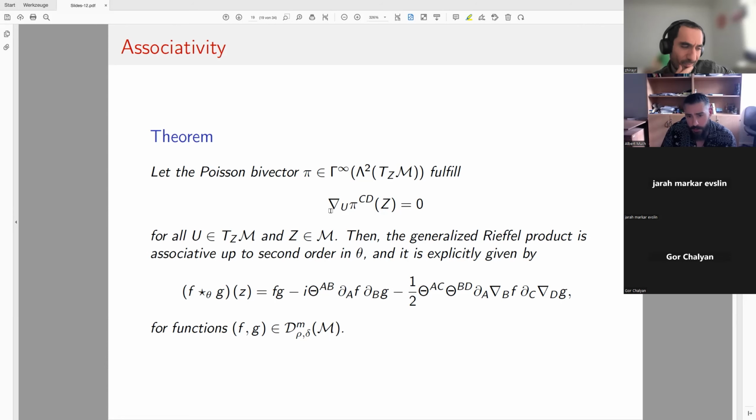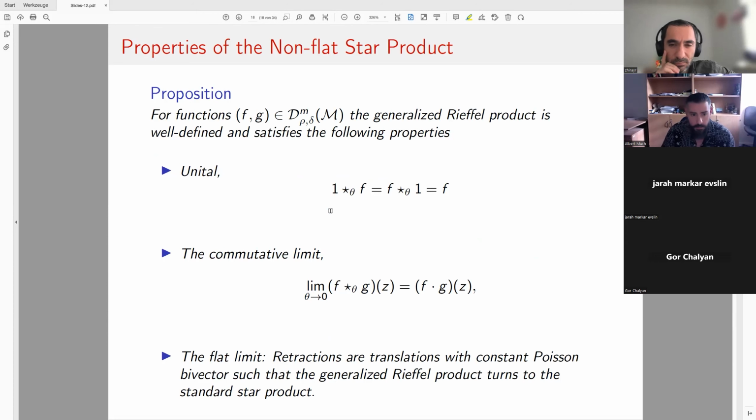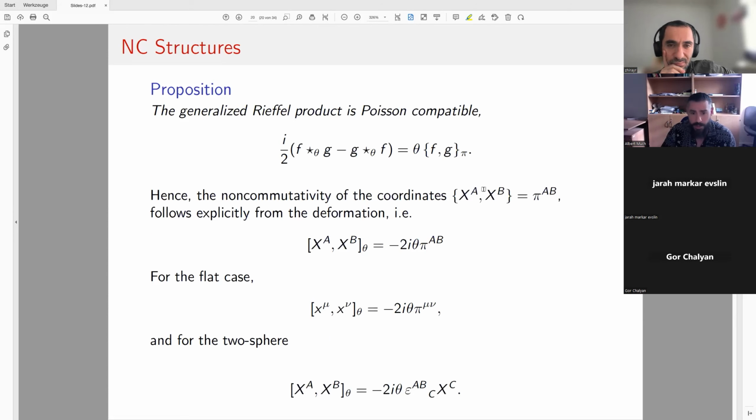Okay. So you have this general product, and it works out. It fulfills all the things we like from a star product, and you can define it for spacetimes that have a Poisson structure with a covariant derivative equal to 0. And there are a lot of such spacetimes. For example, I can prove it for the flat case, the sphere, and so on. But unfortunately, Poisson bivectors are a little bit scarce in that business.